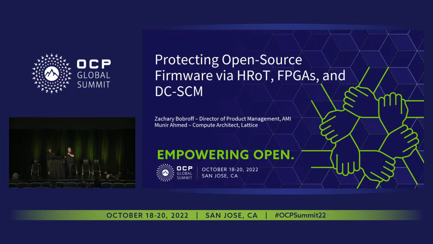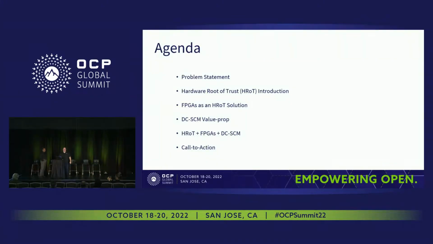So we've got a presentation on how to protect open source with a hardware root of trust and the advantages you get with an FPGA, and about how a lot of this applies to DC-SCM. As we quickly look at the agenda, what's going to make this different than the 17 or 18 other hardware root of trust presentations you've seen before? We all know it's important.